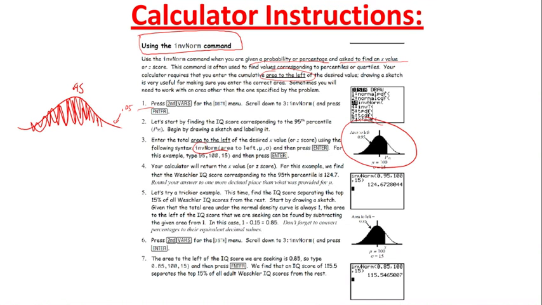So what we're going to do when we type this in the inverse norm is we always type in the area to the left as our area, right? And then our sigma and our standard deviation. Sorry about the bell. All right, so our area, which we're going to type in, we're going to do inverse norm, our area of 0.95.